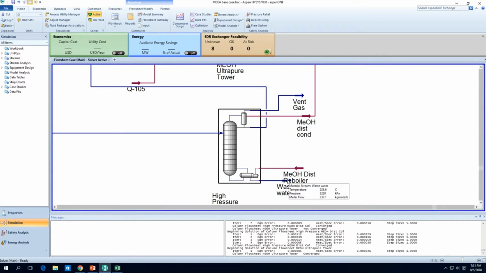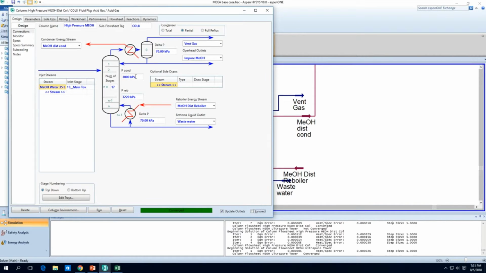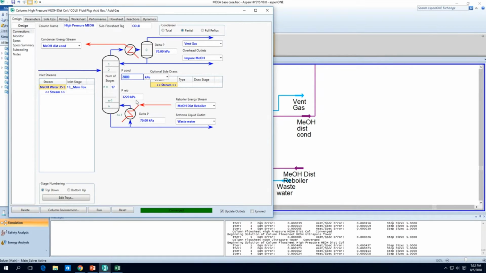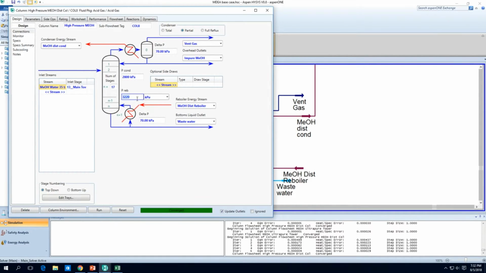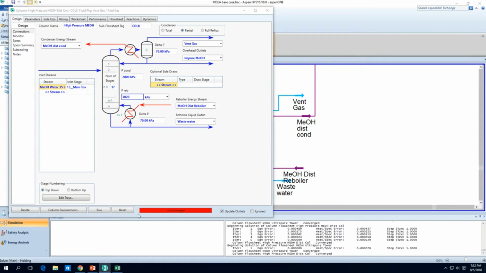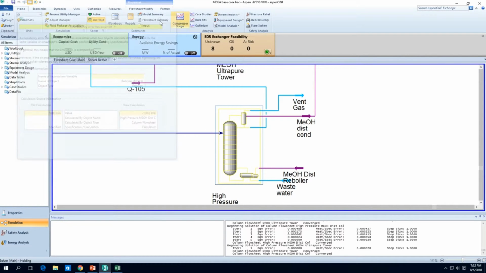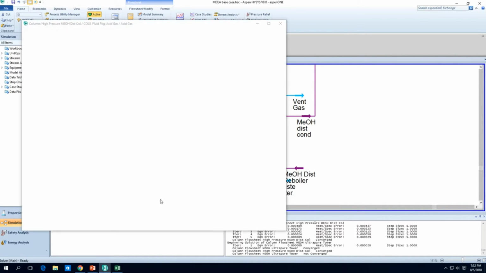It's not very high. And the wastewater stream is at 236. So we are aiming for 230, 234. Let's reduce it more. 28 and this 3020. Reset and run. Okay, let's put active. We're going to press run.